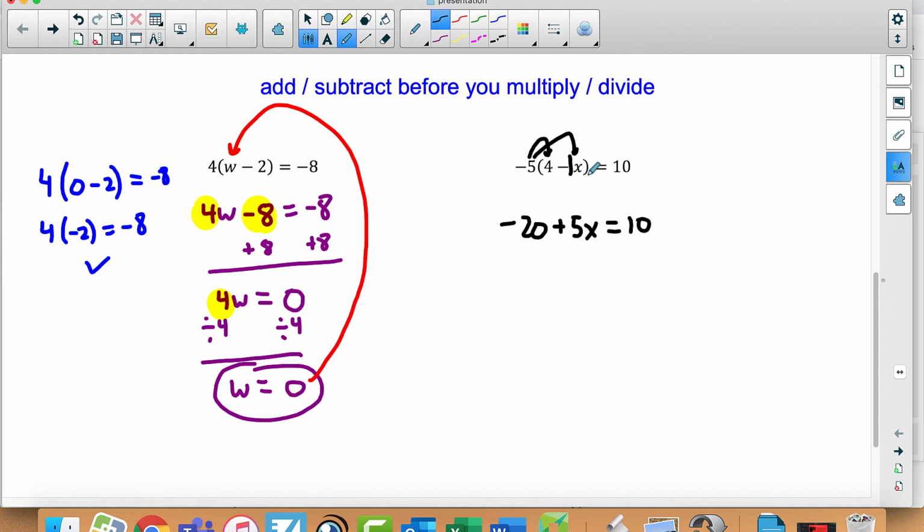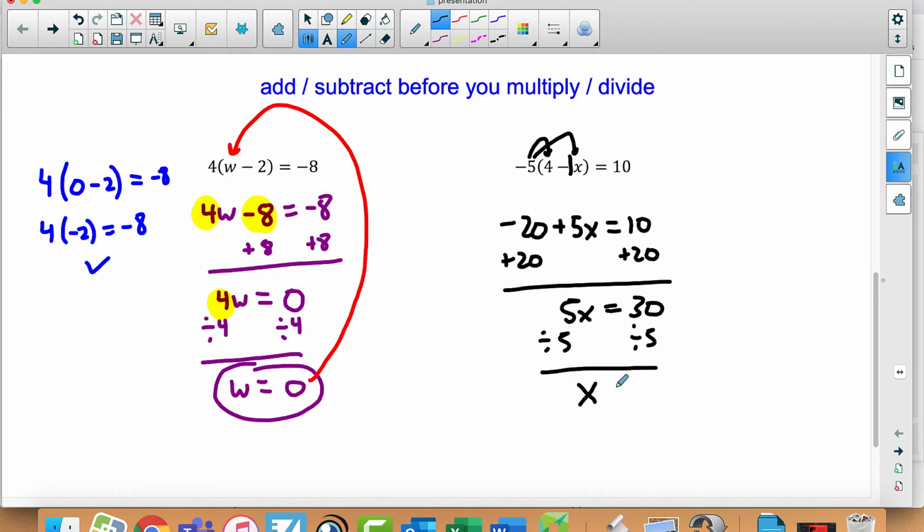Great. Now we're looking for a step where you add or subtract. Well, since this is negative 20, I'm going to add 20 to both sides. 20's cancel. I'm left with 5x equals 30. And the last step, this is 5 times x, so I do the opposite and divide both sides, of course. And I end up with x equals 6.